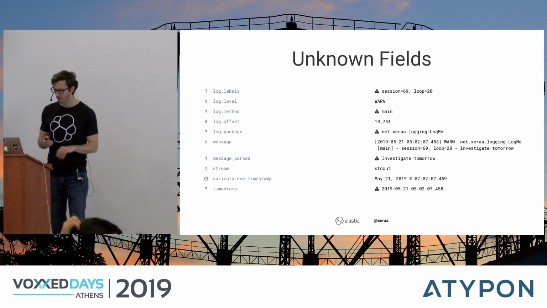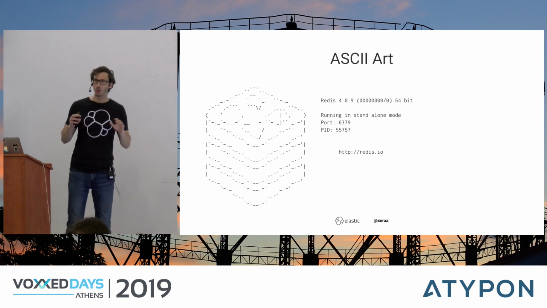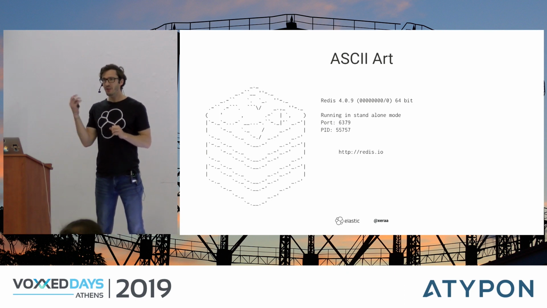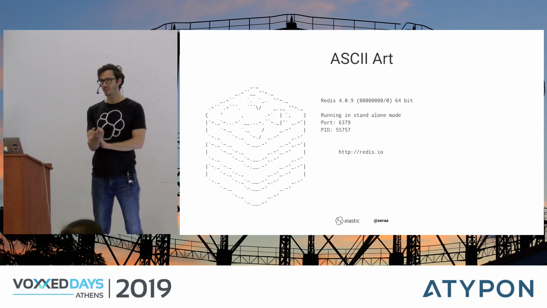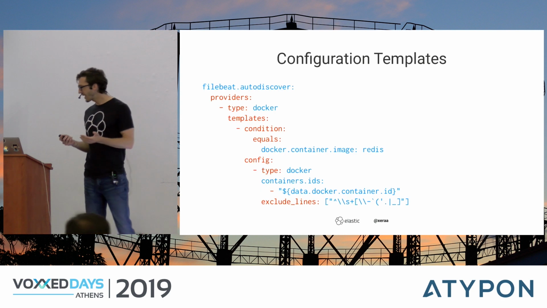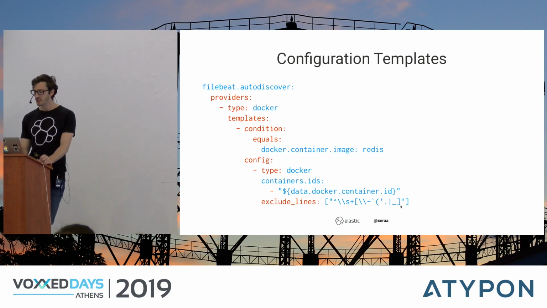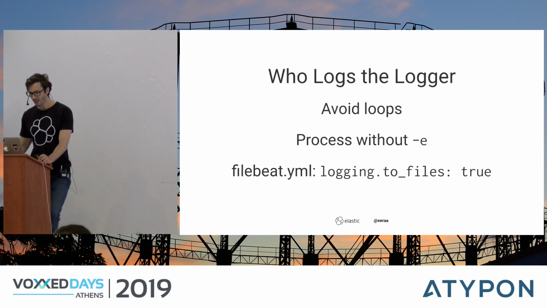We can skip that for now. That's probably too much. Some applications want to be funny and have this ASCII art when they start up, like Redis, for example. Is that very helpful when you want to centralize your logs? Probably not, because this is just garbage for a centralized log. What you can do is, based on the Docker metadata, if some image is based on Redis, I want to exclude specific lines, and this is the regular expression to exclude the ASCII art. So this way you could filter out the ASCII art of Redis and get rid of that, or anything else that you think is just garbage and noise in your logs.